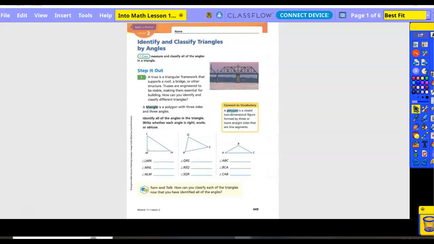So a triangle is a polygon with three sides and three angles. Identify all of the angles in the triangle, right? Whether each angle is right, acute, or obtuse. So that's what we're going to do over here.